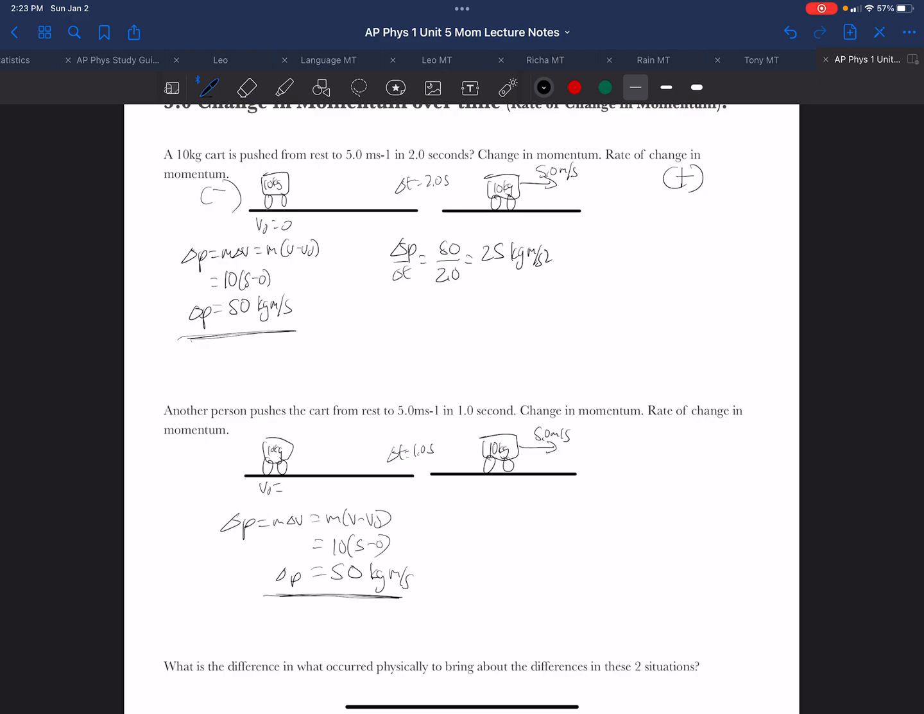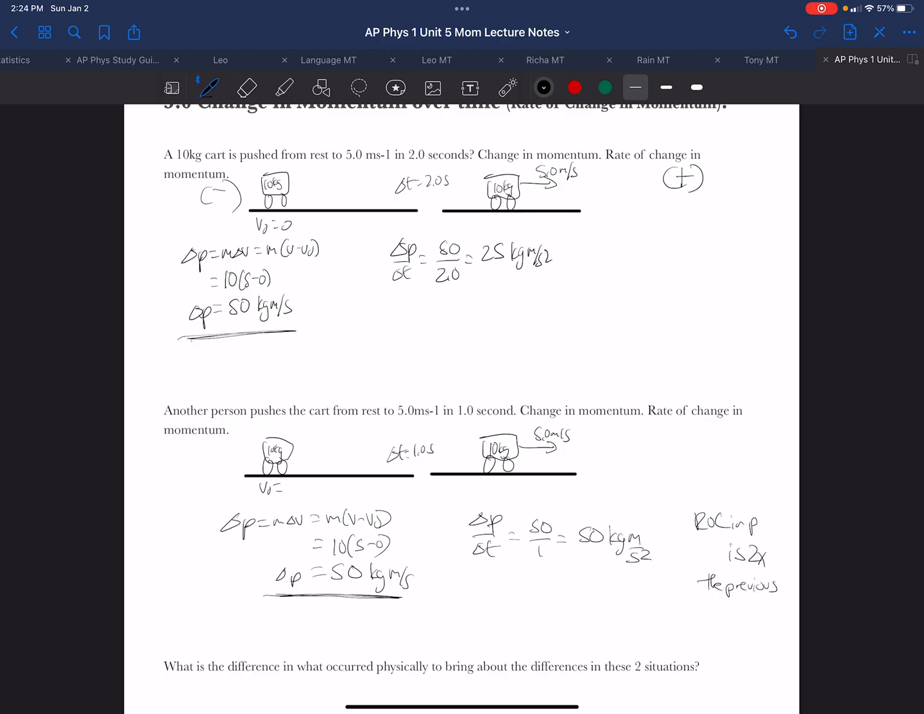Now, what about the rate of change in momentum? Delta P over delta T is 50 divided by 1, which is 50 kilogram meters per second squared. So this rate of change in momentum is twice the previous.